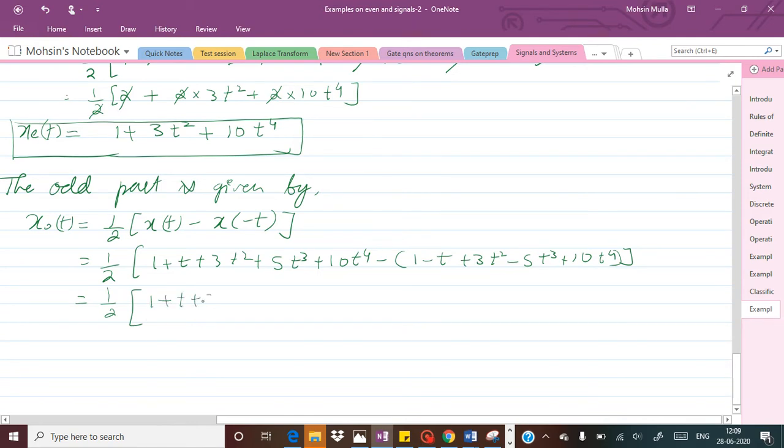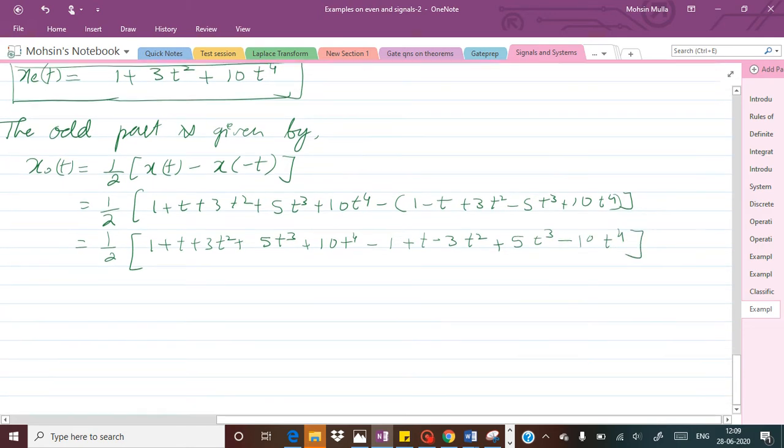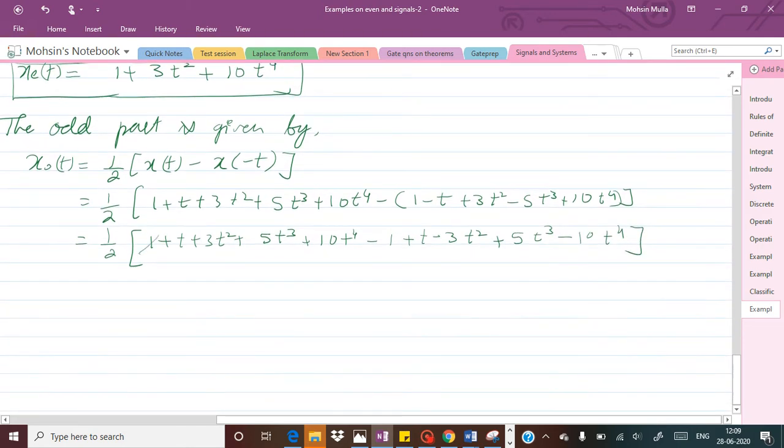1 plus t plus 3t square plus 5t cube plus 10t raised to 4 minus 1 plus t minus 3t square plus 5t cube minus 10t raised to 4. Okay, so here which terms will get cancelled? Constant 1 minus 1, plus 3t square minus 3t square, and 10t raised to 4 minus 10t raised to 4.